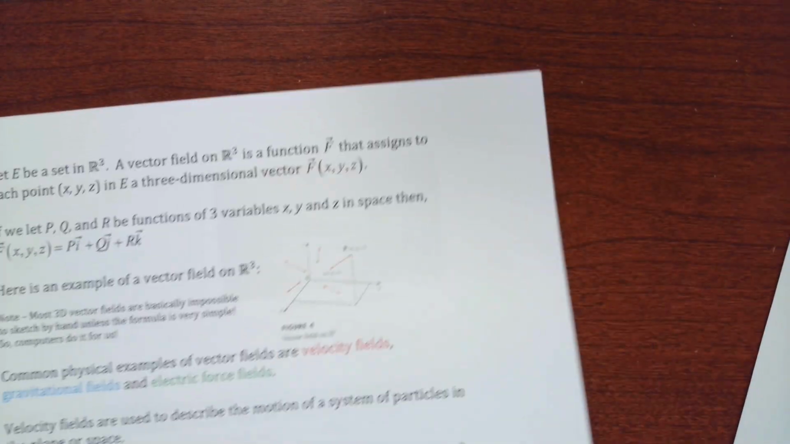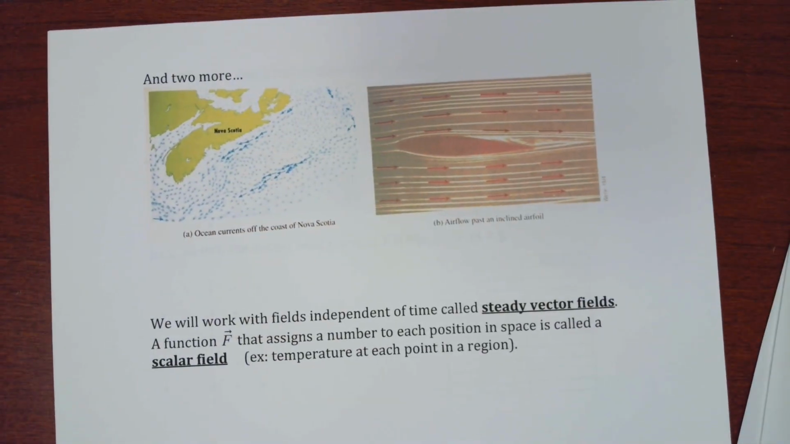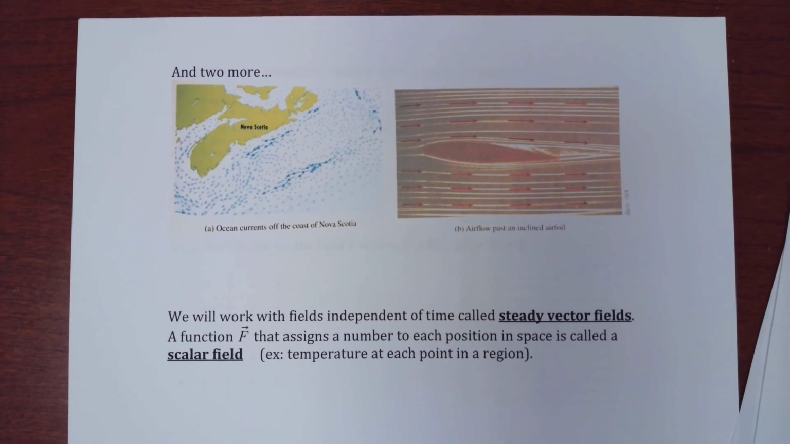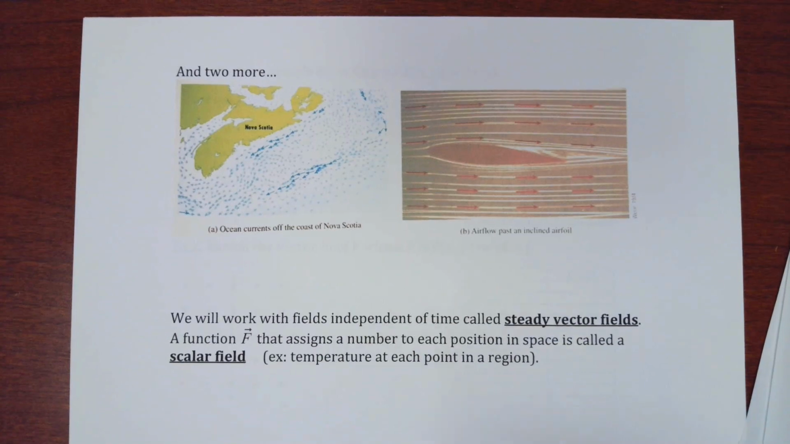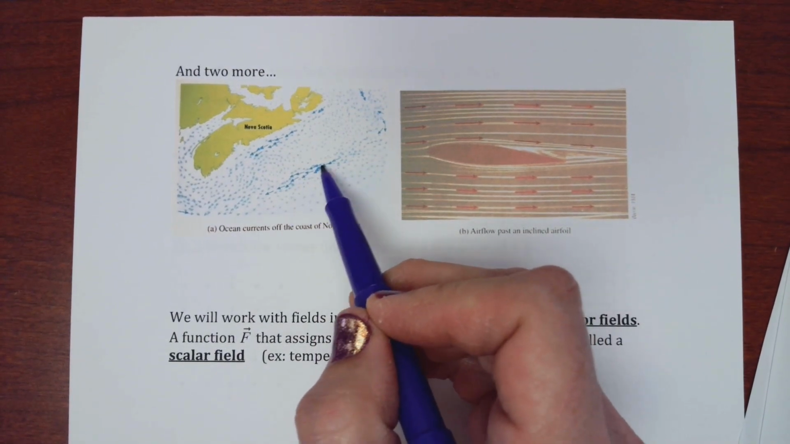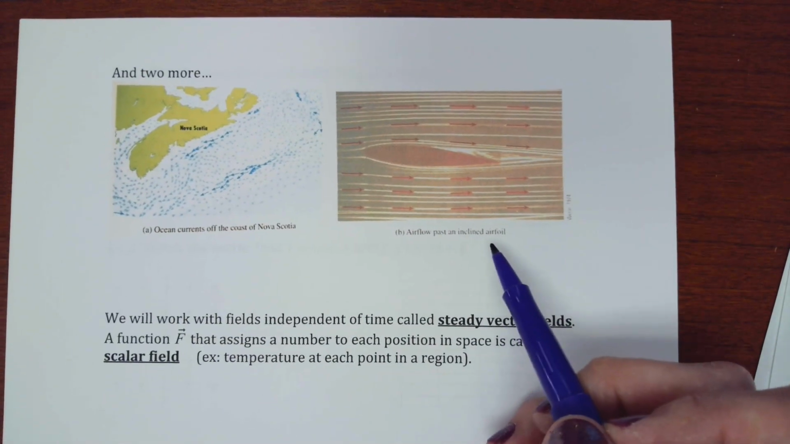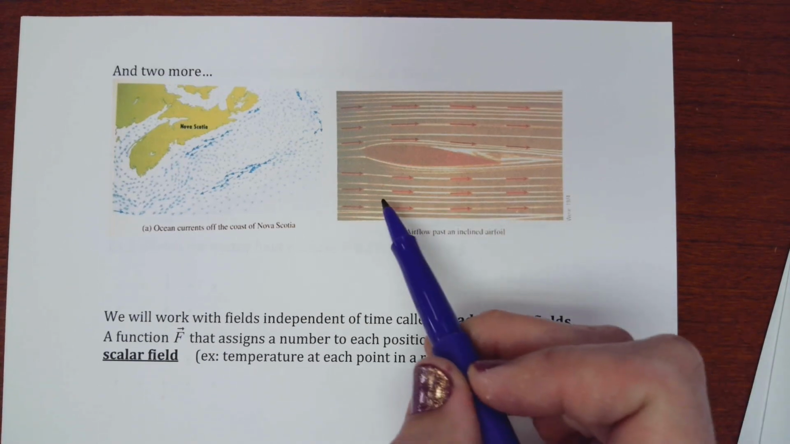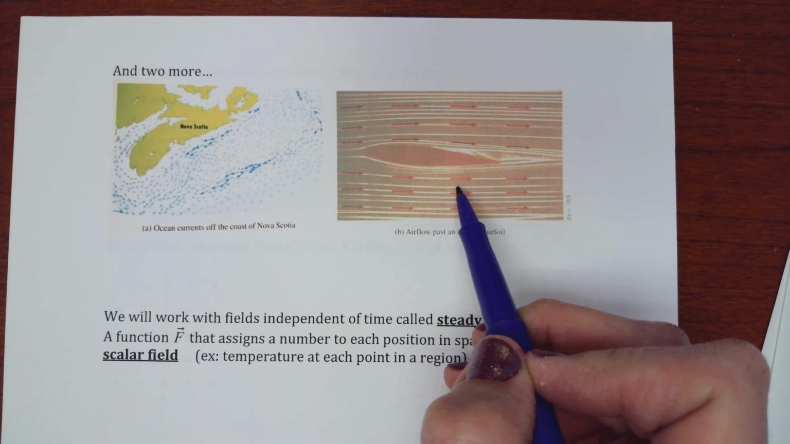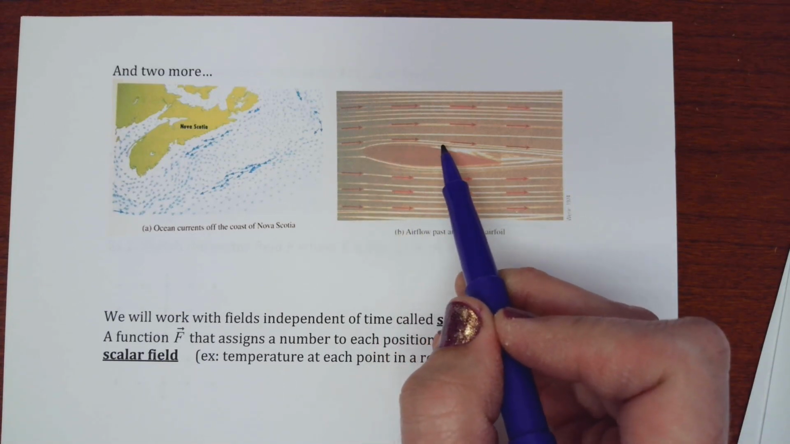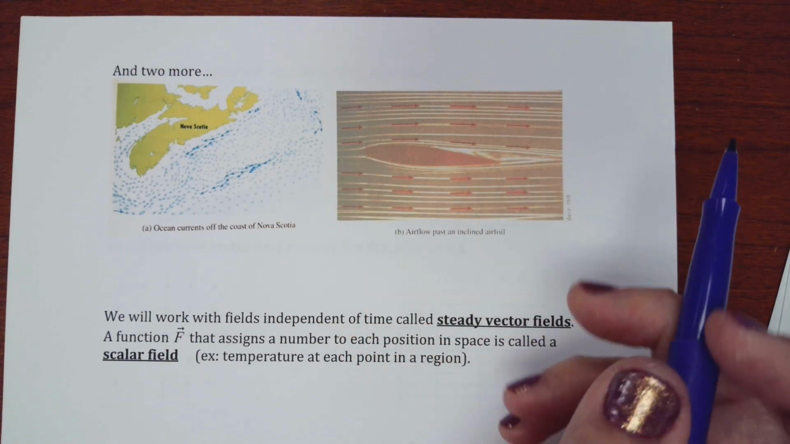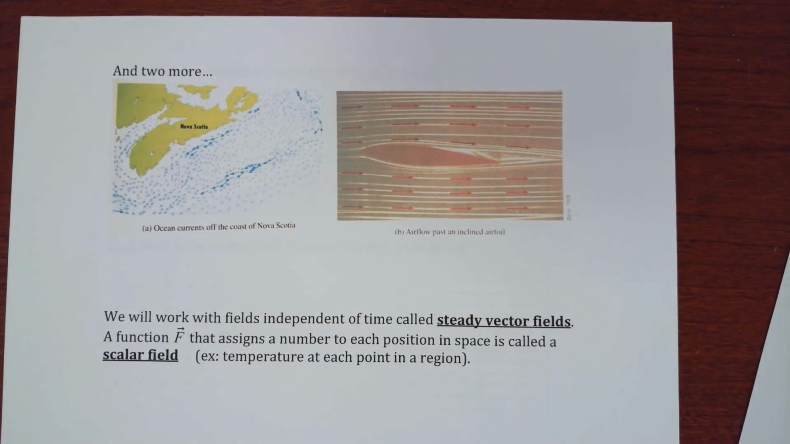And then here's some other vector fields. This is the ocean currents off of the coast of Nova Scotia. It does look like they left the length in there because these are really little and these get longer, so stronger currents. And then this is airflow past an inclined airfoil. You can see that the air goes past it, but it's changing a little bit here. So there's something in the way there, and so it's going around it. Anyway, let's go back to where we were.